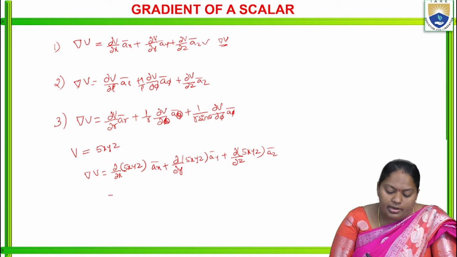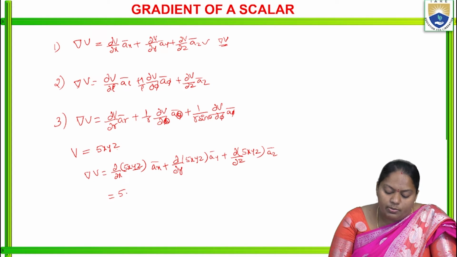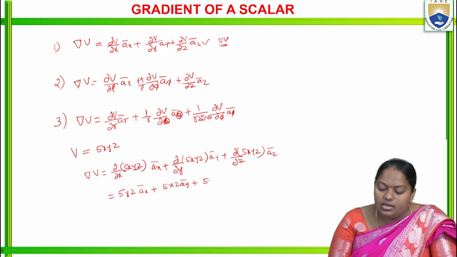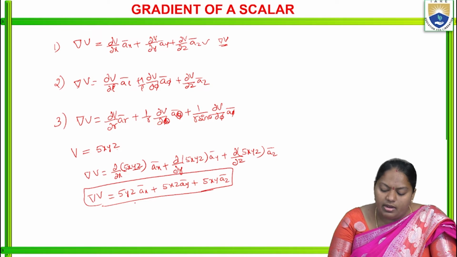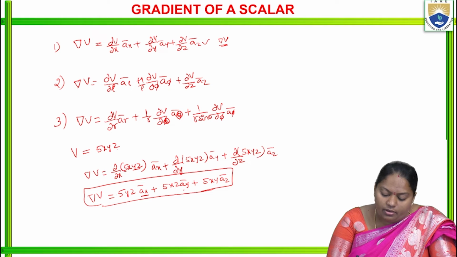Right? So upon differentiating this equation, we will be getting the value. See, we are differentiating this with respect to x, and the other two variables need to be constants. Hence, it will be given by 5yz ax plus 5xz ay plus 5xy az is the answer for del V. This is the way we can evaluate the gradient of a scalar function yields us a vector.